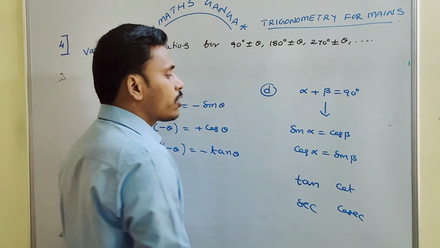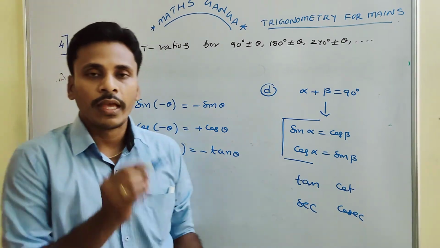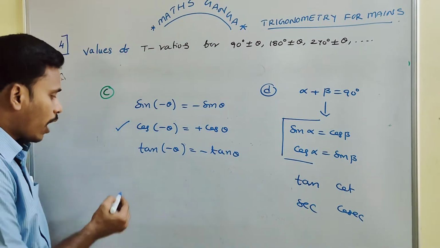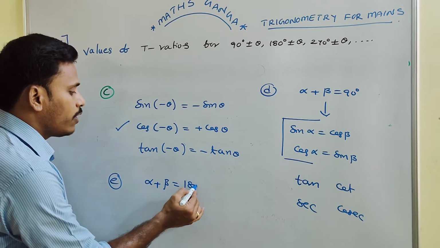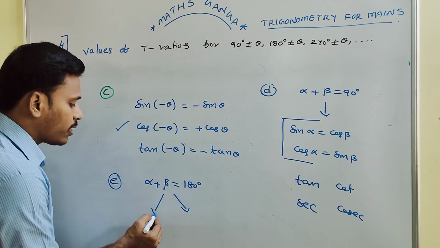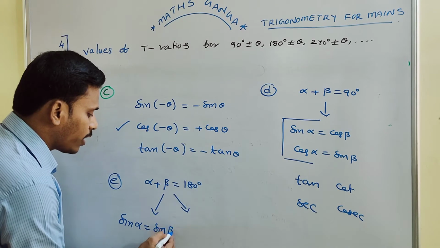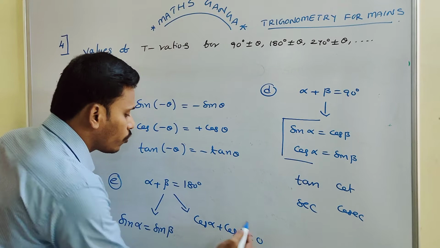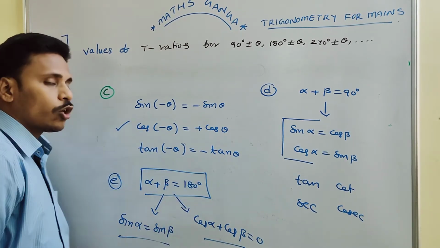Right? Among all these things, in most of the cases, we go with these two things which are very helpful to solve many questions. If alpha plus beta is 90 degrees, sine of one angle is cos of the other. And one more thing, if alpha plus beta is equal to 180 degrees, what will happen? See, if alpha plus beta is 180 degrees, there are two useful items which we need to memorize. Sin alpha is equal to sin beta is one thing, whereas in the other case, cos alpha plus cos beta is equal to 0.